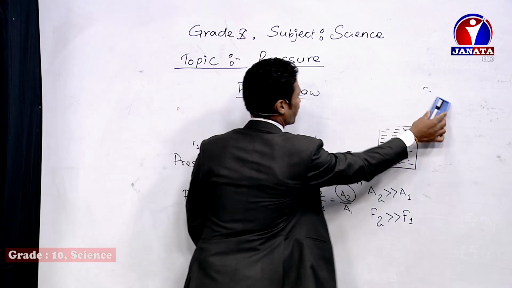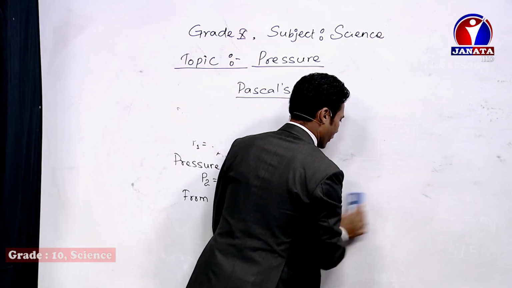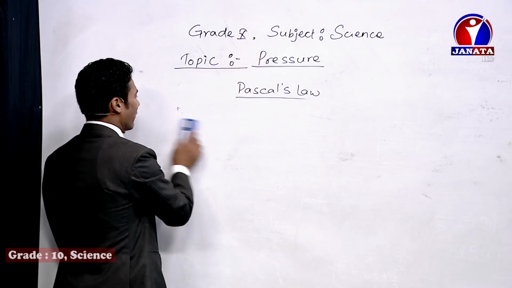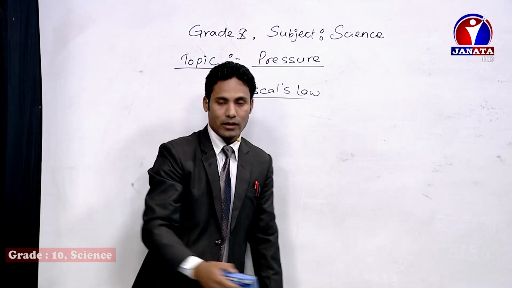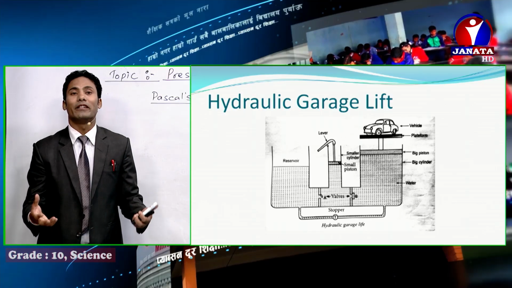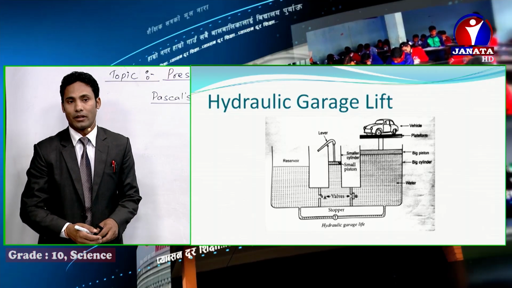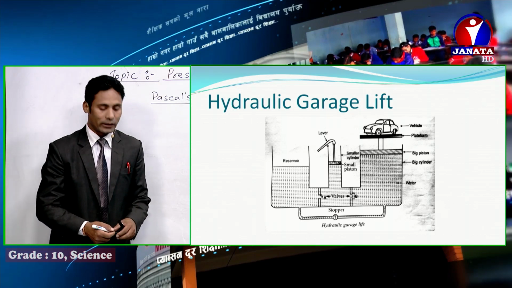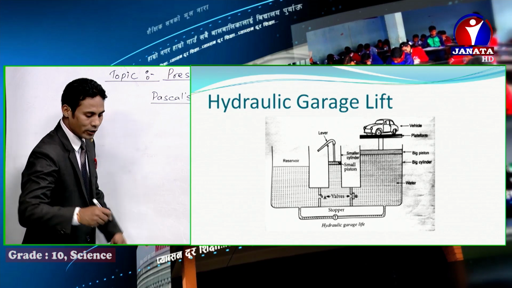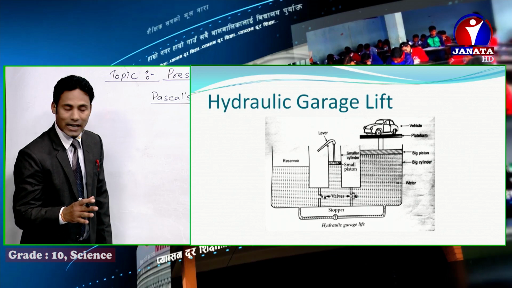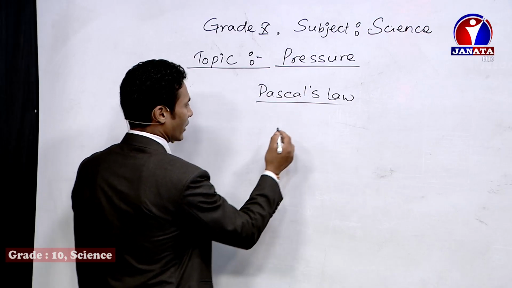Next, we are going to talk about the hydraulic garage lift and how it works. You might have seen, as I have already said, that a car can be lifted by a person by using this hydraulic garage lift. So how does it work? There are 3 cylinders of different diameter. Let me construct this.